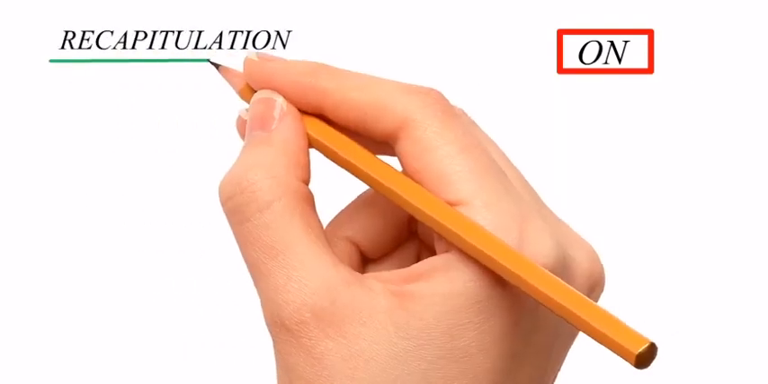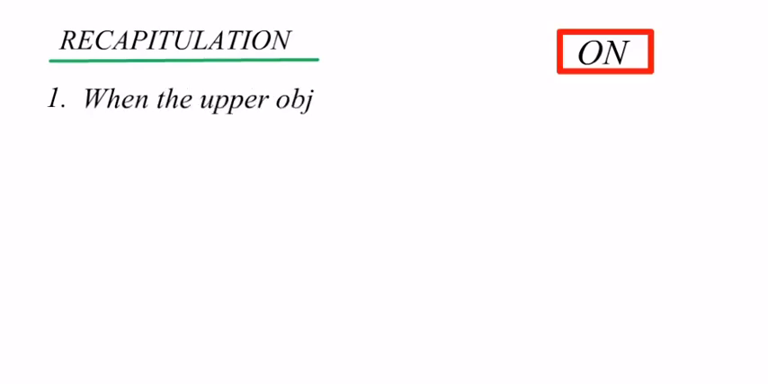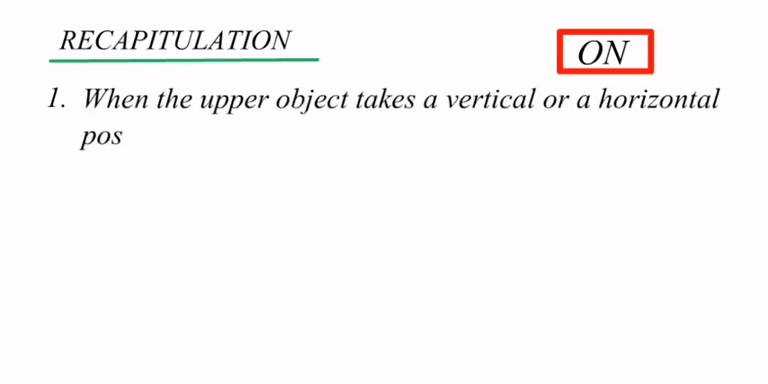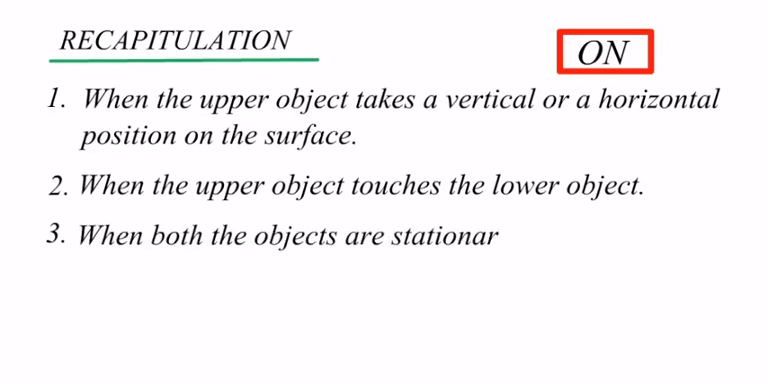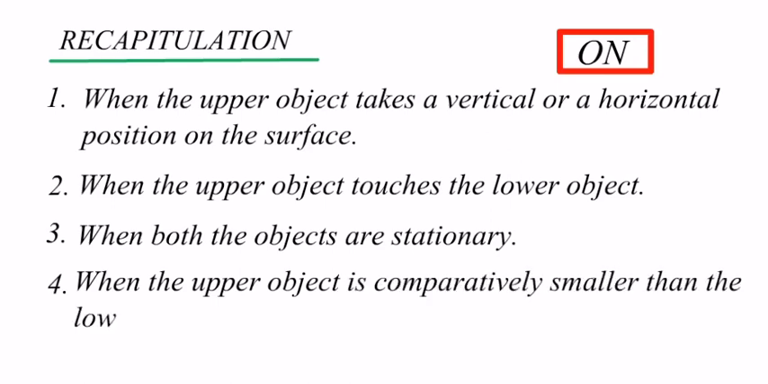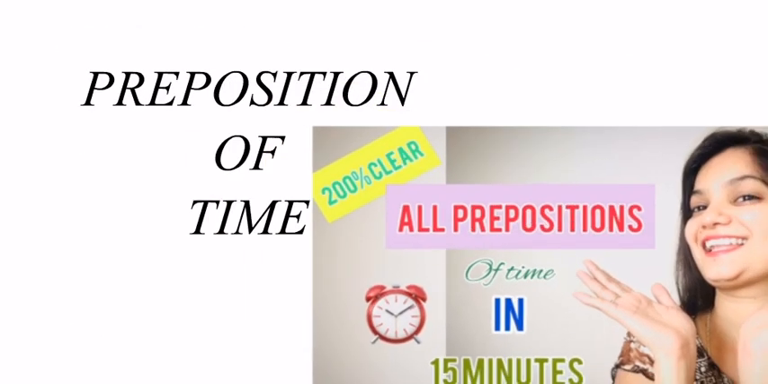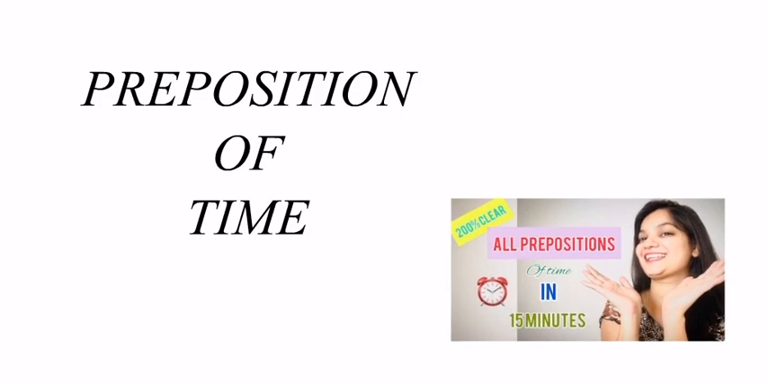Now let's revise these rules. Number 1. When the upper object takes a vertical or a horizontal position on the surface. Number 2. When the upper object touches the lower object. Number 3. When both the objects are stationary. And number 4. When the upper object is comparatively smaller than the lower object. So if you understand these conditions carefully, you will notice that it's very easy for you to choose the correct preposition in any sentence.